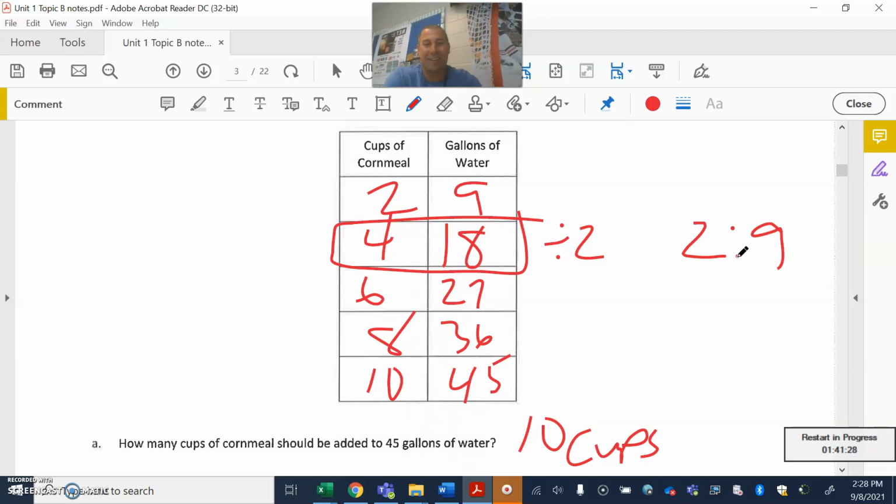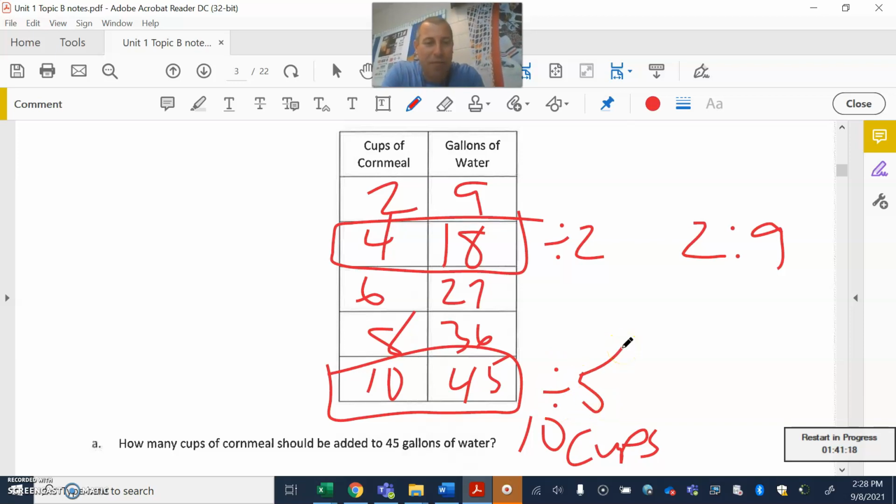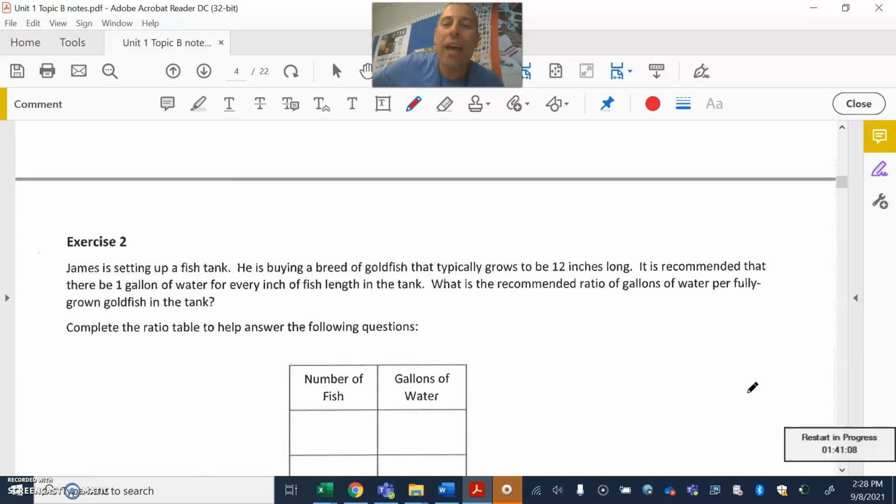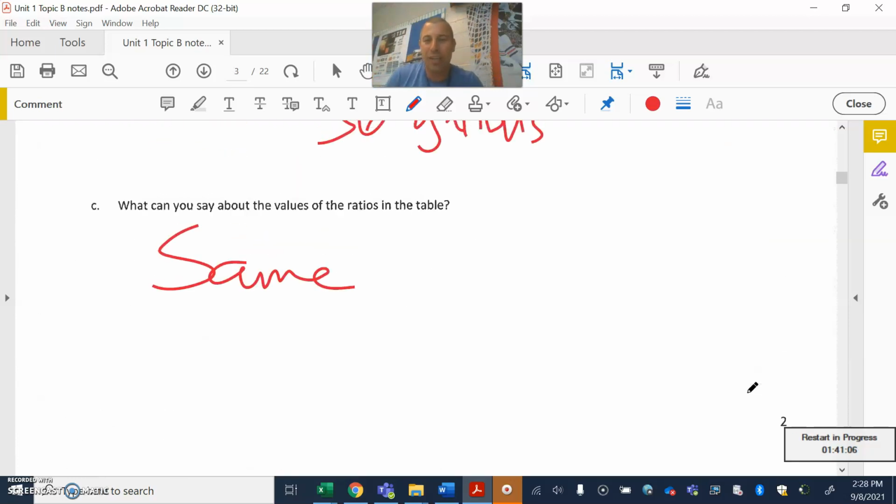All right, let's grab another one. I'm going to come down here to the 10 and the 45. You can divide 10 and 45 both by 5. Well, let's do it. What's 10 divided by 5? 2. 45 divided by 5? 9. Look at that. 2 to 9 again. Yes, people. So the whole idea is if you've got equivalent ratios, they're always going to be the same once you simplify.